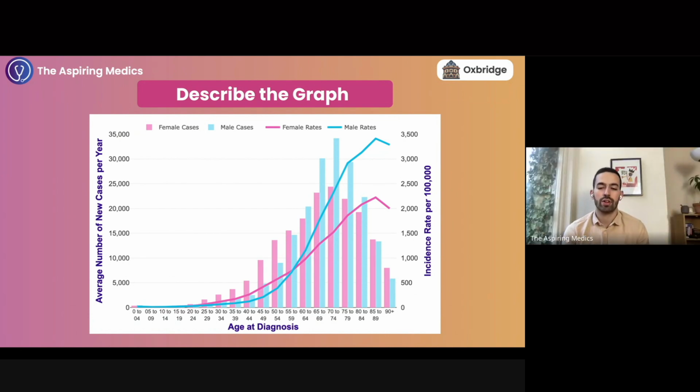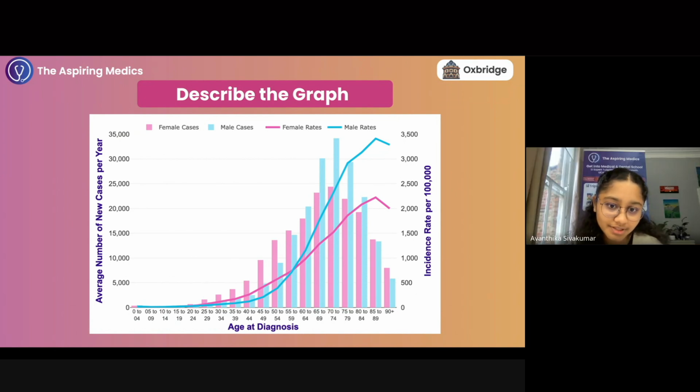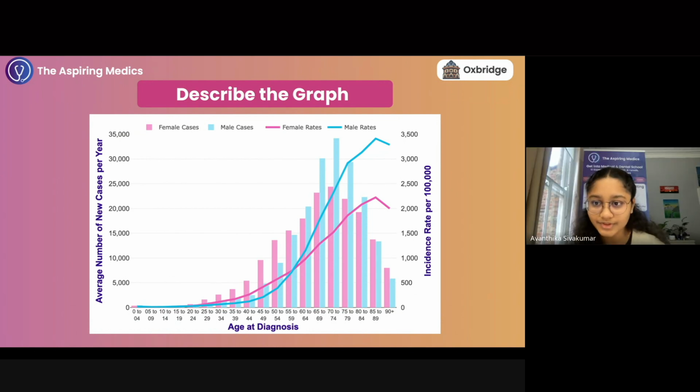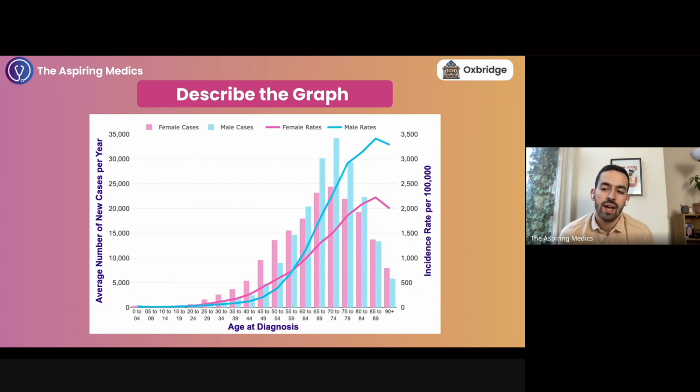All right, so we've got a few things to look at. Firstly, are we looking at the bar chart or the line graphs when it comes to the rates? The rate would be the line graph. Yes, the line graphs. Great. And what would be the cases then? The cases would be the bar graphs. Great. Fantastic. Curious that we've got both incidence and number of cases here, firstly.